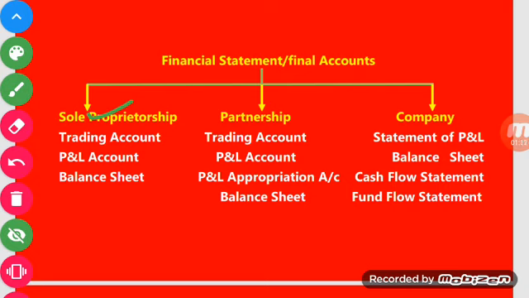In a partnership business organization, the first account prepared is the trading account to find out the gross profit and gross loss. The second is the profit and loss account to find out the net profit and net loss of the organization. A third, additional account is prepared in the case of a partnership. That account is the profit and loss appropriation account, and next is the balance sheet. In company accounts, we will discuss this whenever we study company accounts. Is it clear? So now we will discuss partnership accounting.